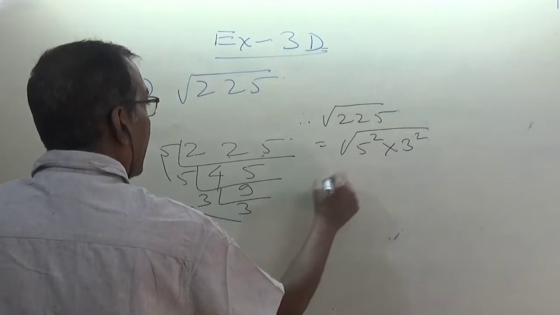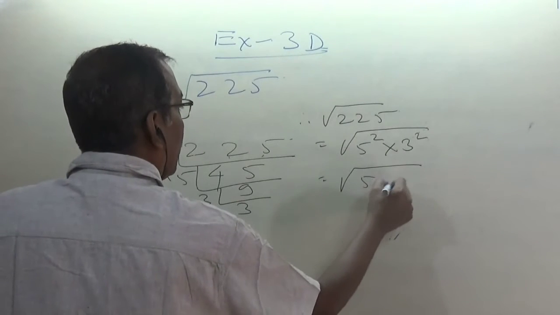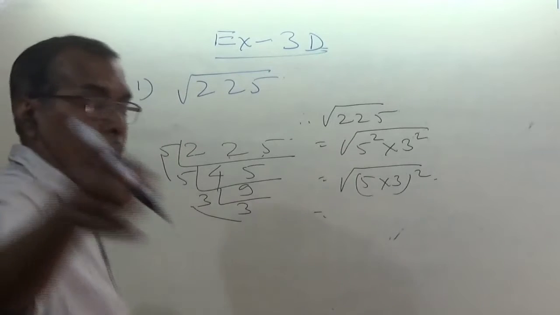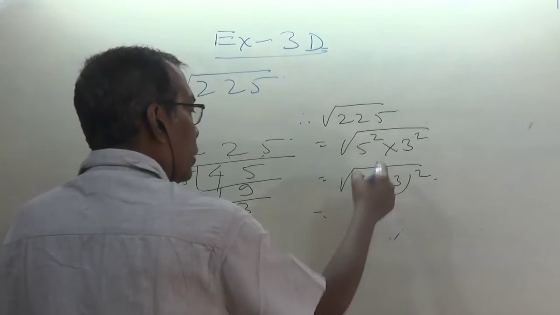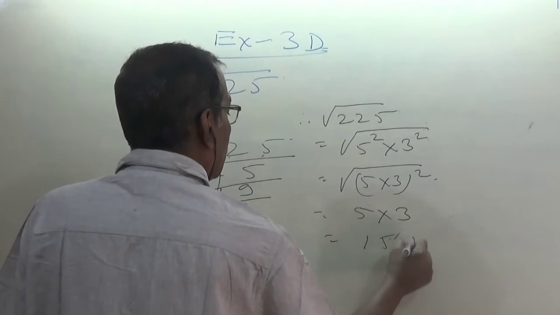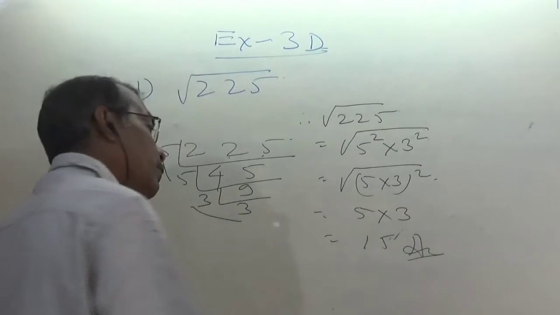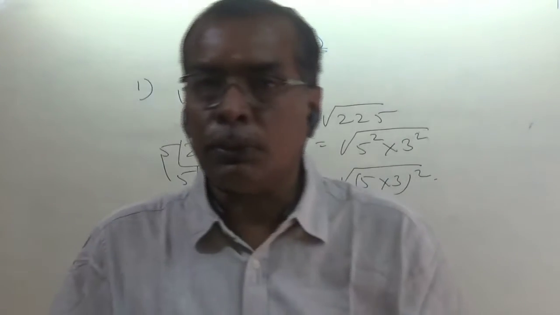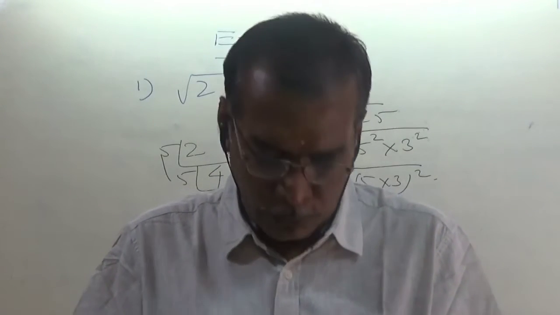Now you can write the square root of 5 into 3 whole square. From the law of exponents, I have told you that the square root can be removed, so it will be 5 into 3, which is equal to 15. So therefore the square root of 225 is 15. That is, if you multiply 15 two times, then 225 will come.